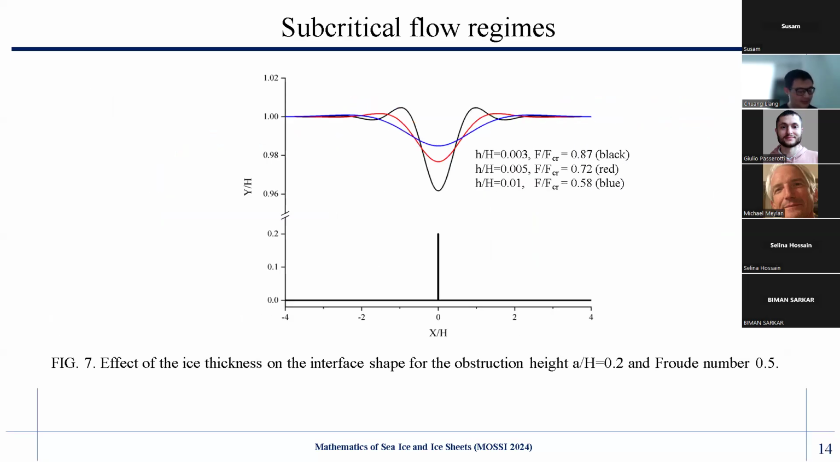Okay, figure 7 shows the effect of the ice thickness on the interface shape for the obstruction height 0.5 and Froude number 0.5. We can see that with the thickness increasing, the deformation gets smaller, or in other words, the ratio F divided by F critical also decreases, which means the gap between F and F critical is larger.